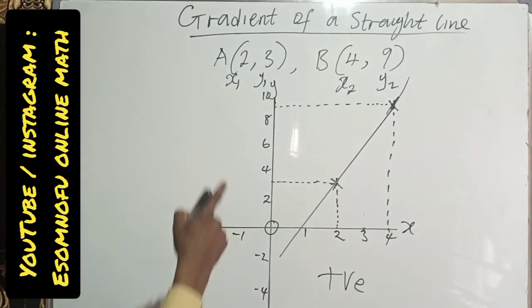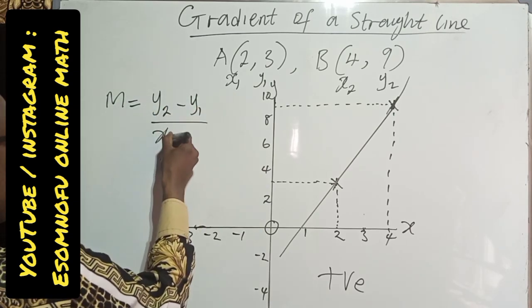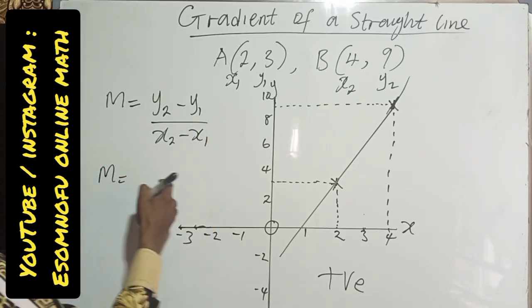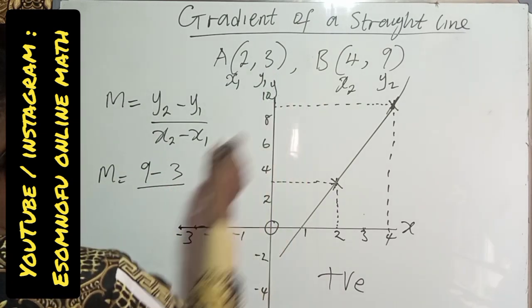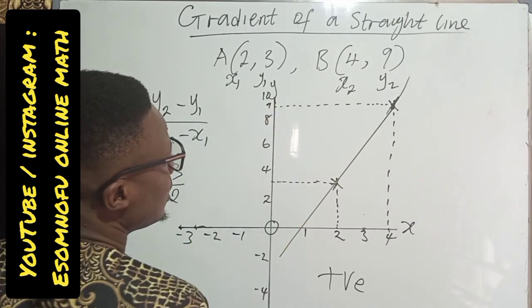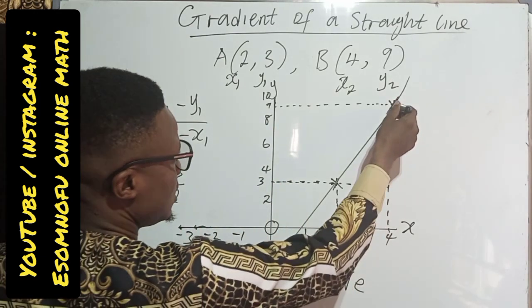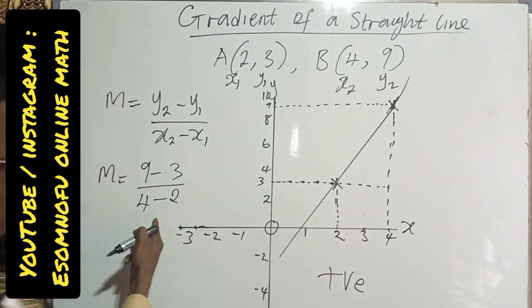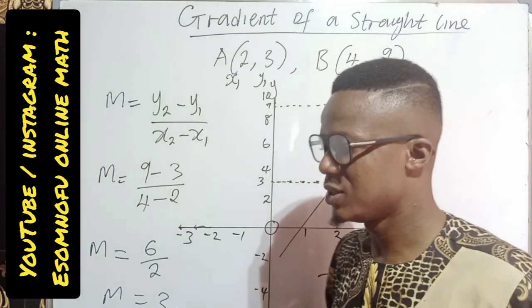Now let us see. Remember, we were asked to get the gradient of this line. Gradient m is equal to y2 minus y1 all over x2 minus x1. So gradient will now be y2 is 9 minus y1 is 3 all over x2 is 4 minus x1 is 2. You can actually picture it here. y2 is 9, look at that 9 here. y1, look at the point here, y1 is 3, as you can see. x2 is 4, while x1 is 2. That is what I'm doing here. So my m will now be 9 minus 3 is 6 all over 4 minus 2 is 2. And when you divide, you get 3. Therefore, the gradient is 3, and you can see that it is positive, no negative value there, to show you that it is a positive graph.